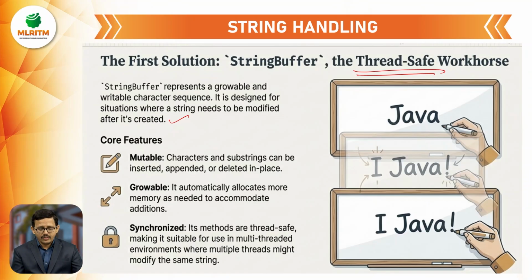So in that case, we are going to use the string buffer representation. So what are the features of this string buffer? Let us see. First one, it is mutable. That means characters and substrings can be inserted, appended, or deleted in place. We can make all the modifications possibly we can do to a string.